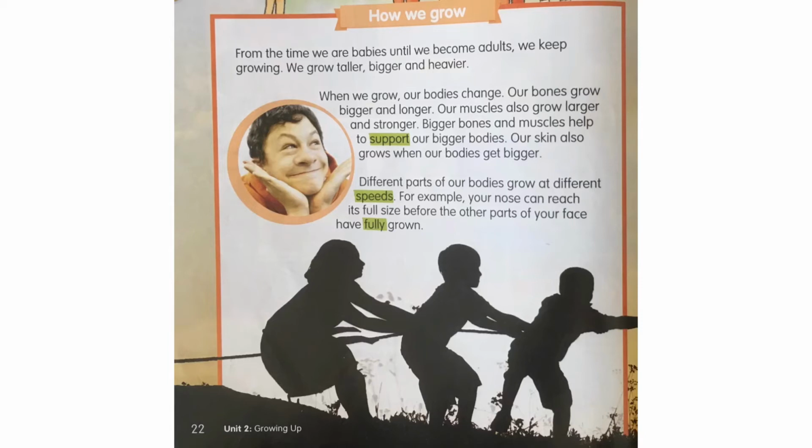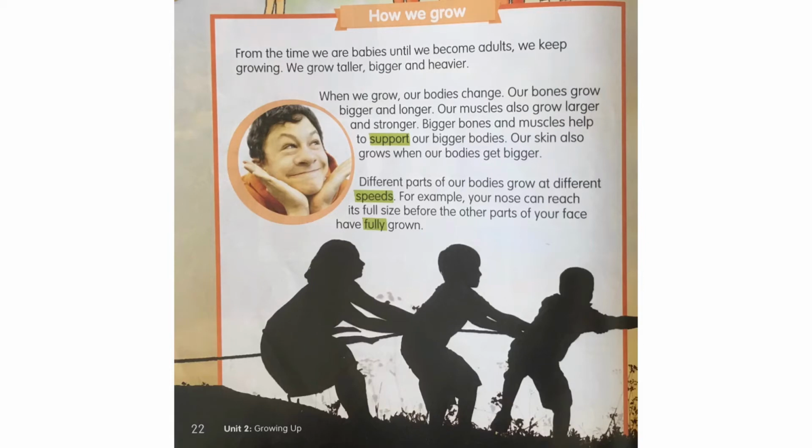How we grow. From the time we are babies until we become adults, we keep growing. We grow taller, bigger, and heavier. When we grow, our bodies change. Our bones grow bigger and longer. Our muscles also grow larger and stronger. Bigger bones and muscles help to support our bigger bodies. Our skin also grows when our bodies get bigger. Different parts of our bodies grow at different speeds.